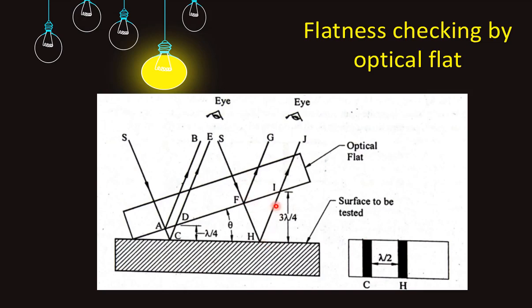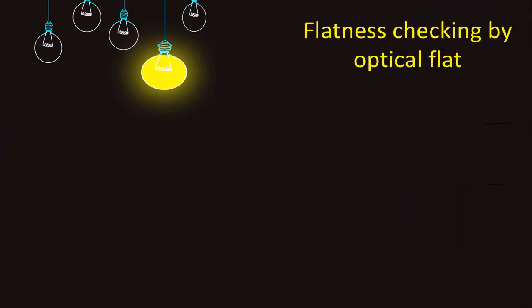If the path difference FHI, this is the FHI, is 3 lambda by 2 or the next odd number of half wavelengths, then interference will occur and a similar fringe will be seen. Next, when the path difference is 5 lambda by 2, again there will be another dark fringe. So the first dark fringe will be at the distance lambda by 2, then at 3 lambda by 2, then at 5 lambda by 2.